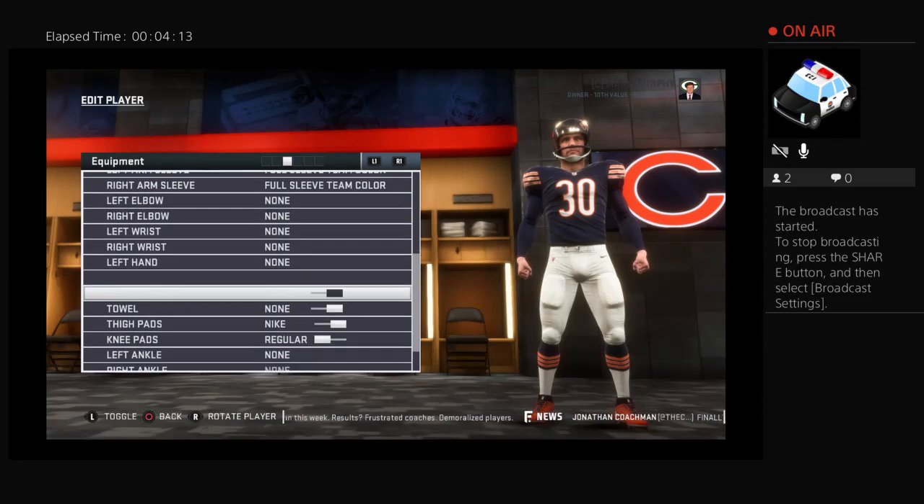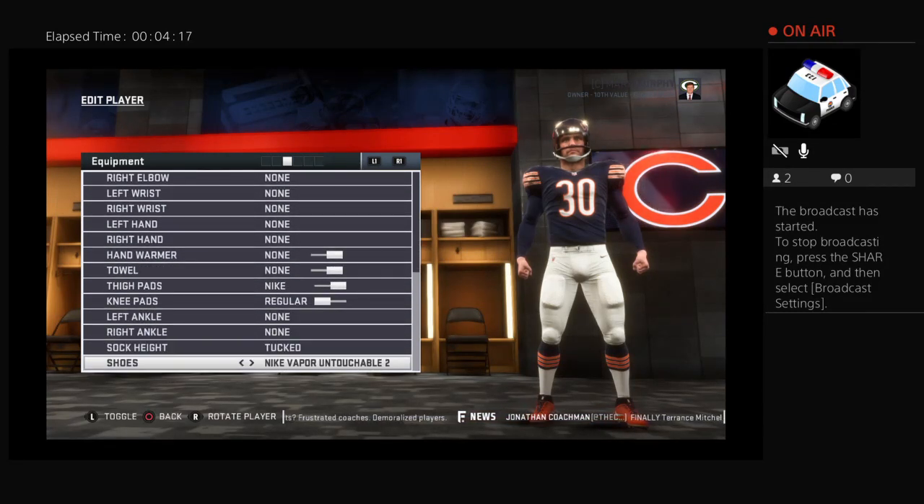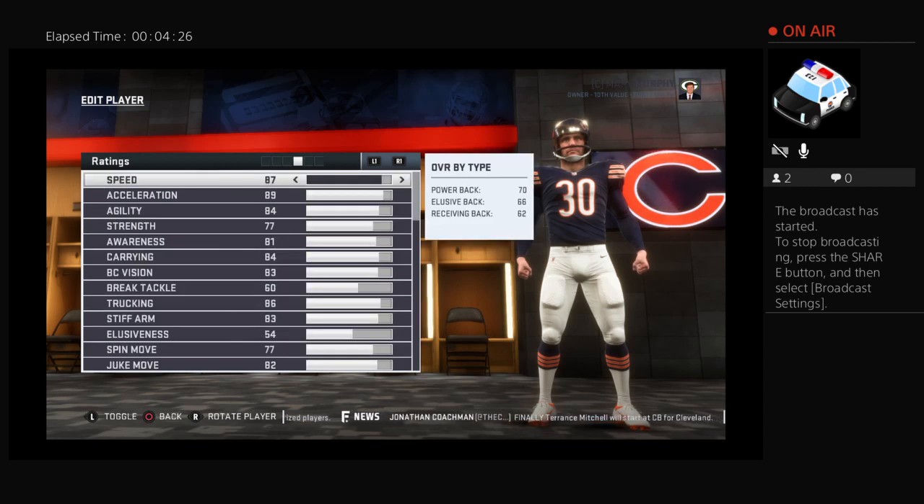Alright, so they didn't have all these colored socks, but the Bears, doesn't matter what you change to, they're gonna wear the same socks. Now, as you can see right next to the player, it says overall by type, and you see that power back is 70, elusive back is 66, and receiving back is 62.